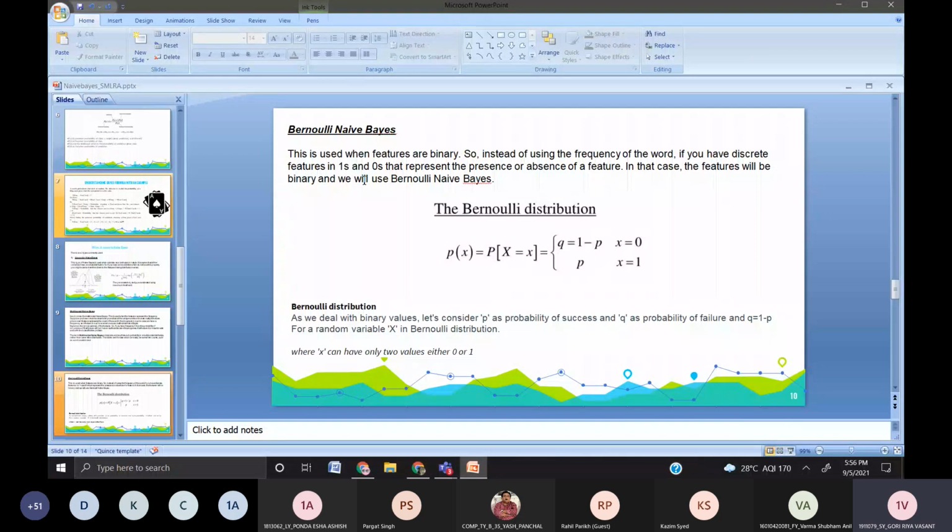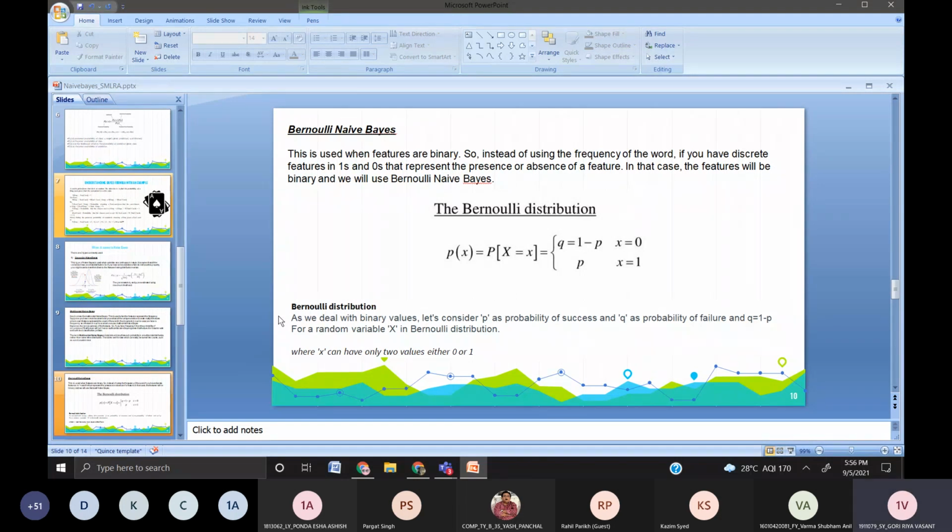We move on to the Bernoulli naive Bayes theorem. This can only be used when the features are binary. So instead of using the frequency of a word, we need to have discrete features, that is ones and zeros, true and false. Likewise, it should always be a dichotomy. So we can use naive Bayes only if the features are binary, and it follows the Bernoulli distribution.